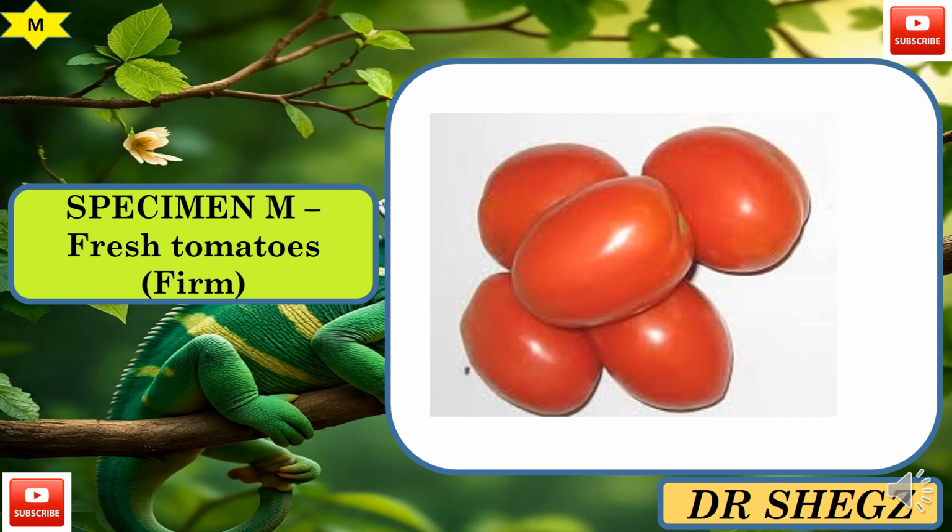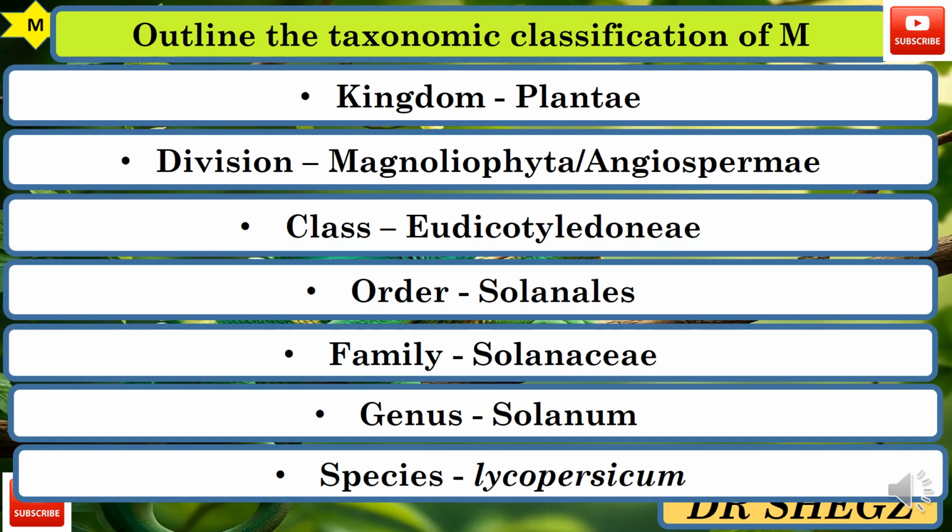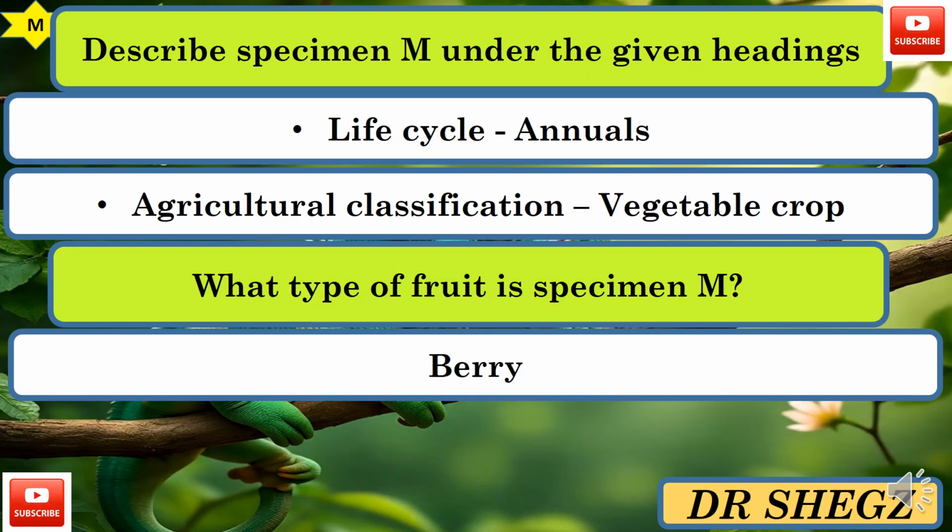Fresh tomatoes. In fact, we are working with a lot of tomatoes, both fresh and rotten. Now, this is the classification of tomatoes. Remember, it's Solanum lycopersicum. Describe it: it's an annual. It's a vegetable crop agriculturally, and of course, it is a berry.